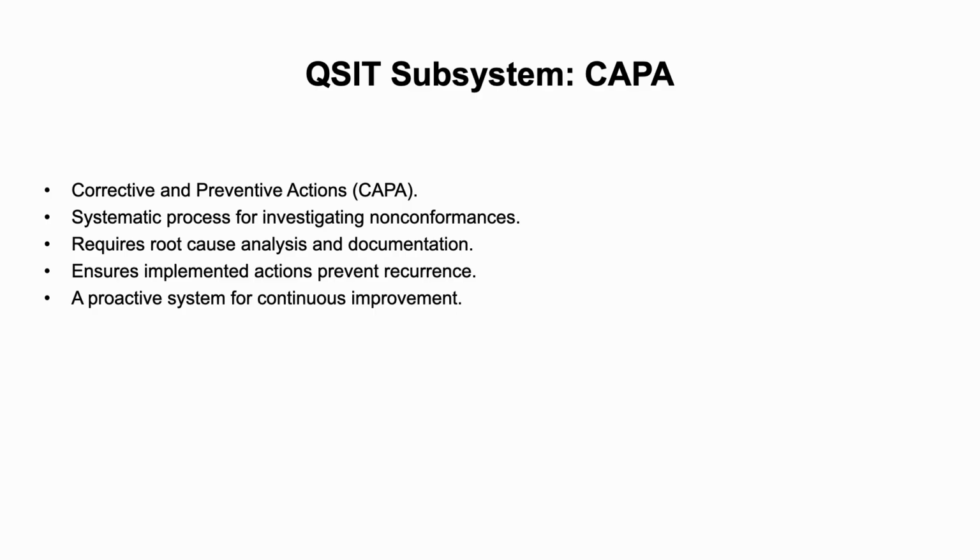A strong CAPA system is a powerful tool for continuous improvement, as it encourages a culture of learning and proactive problem solving. This is why it is often a key focus of regulatory inspections and a primary indicator of a company's overall quality system effectiveness.